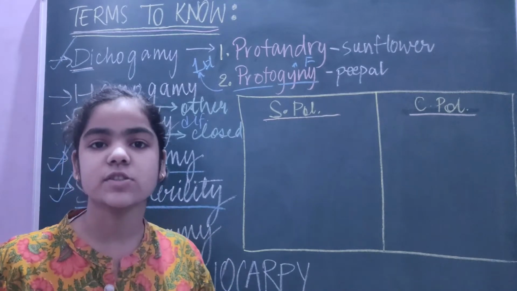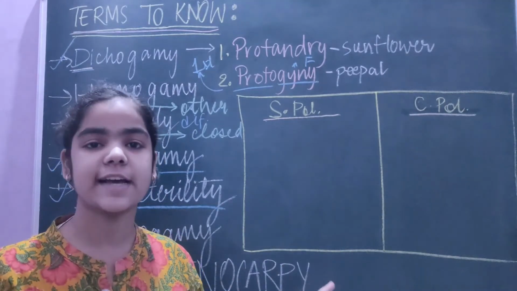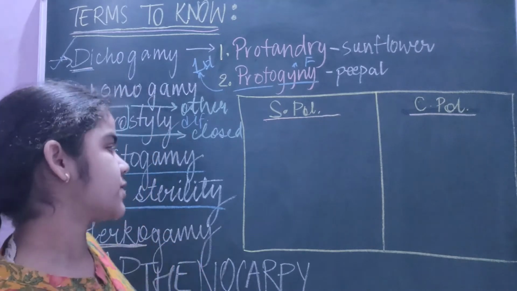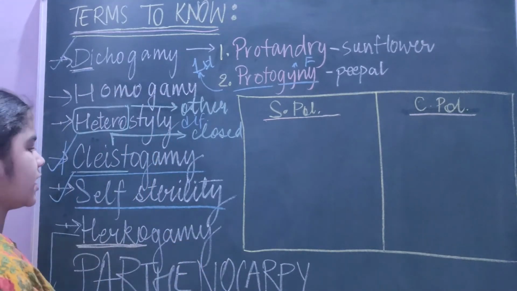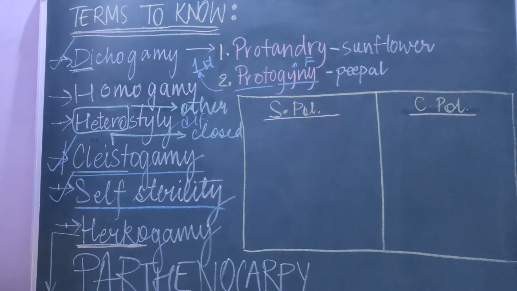The pollen grains of one flower cannot fertilize the eggs of the same flower. So due to this cause, this does not take place in self-pollination.